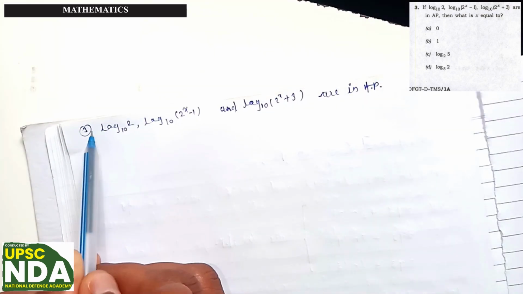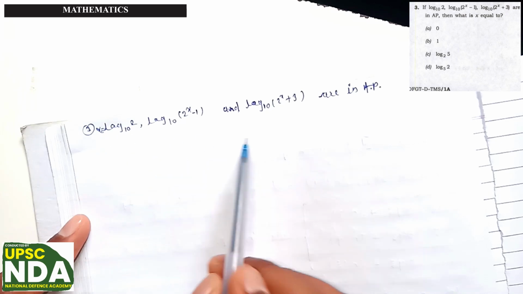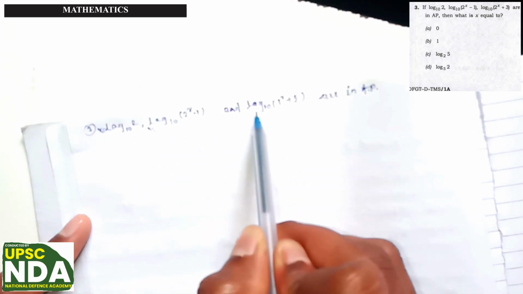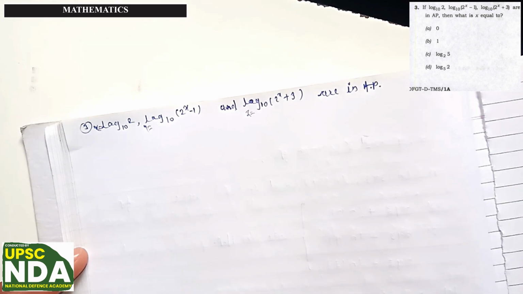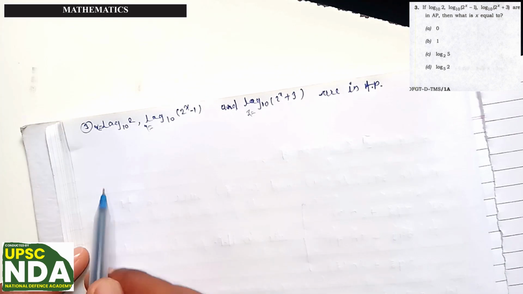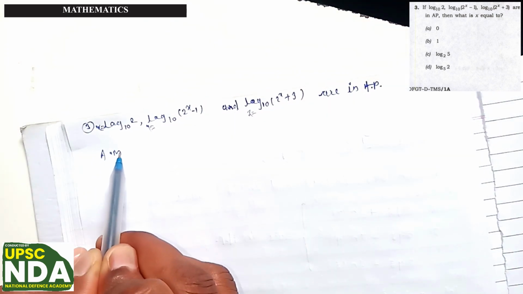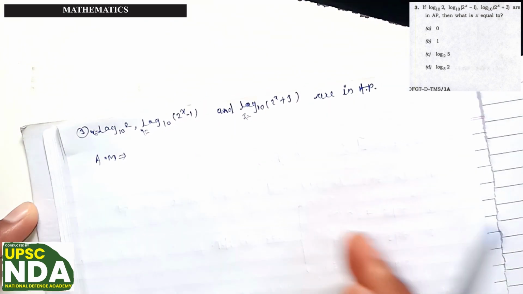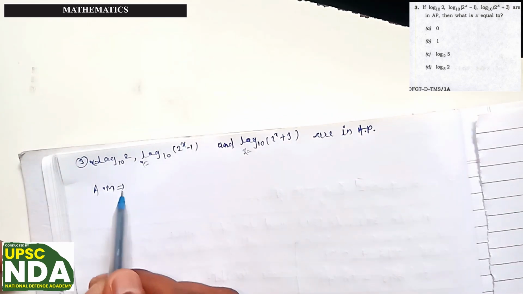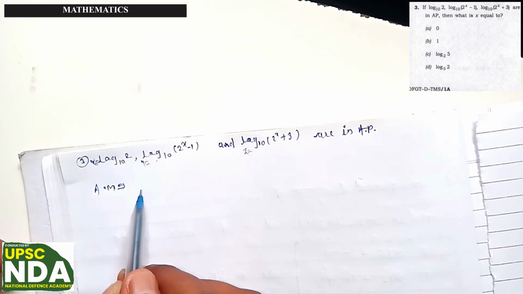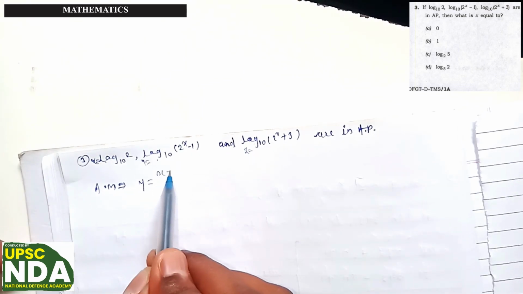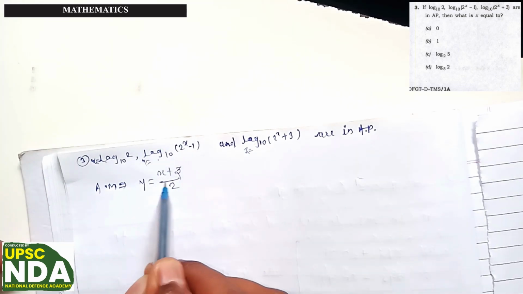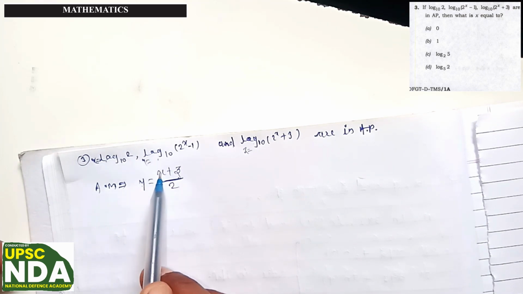Now for our better understanding, let's consider the first value as x, the second as y, and the third as z. We know that if three terms are in arithmetic progression, then we write their arithmetic mean as follows. The middle term equals the addition of the remaining two terms, x plus z, divided by the number of terms. So y equals x plus z by 2.